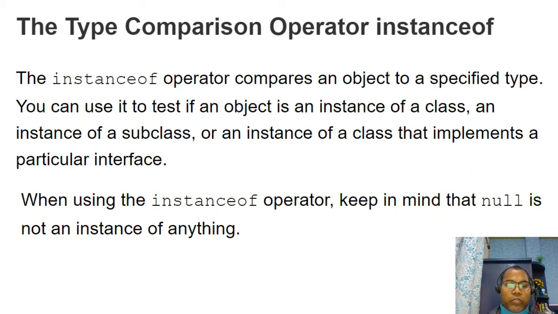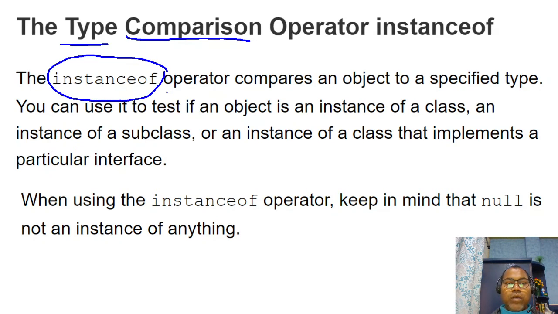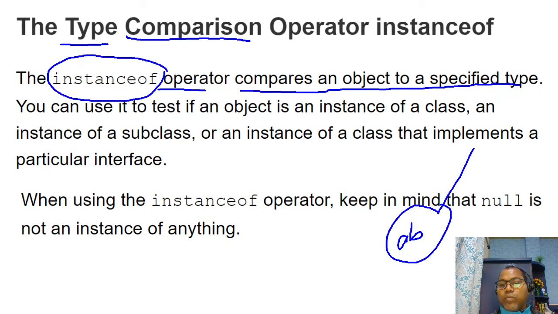Sometimes we also use type comparison. Let's say we have an object, a string class object, an employee class object, any kind of object, and we want to compare the types of two objects. This is known as instanceof, a reserved keyword. The instanceof operator compares an object to a specific type. Let's say we have one object ob. I want to find out at runtime whether this is an object of the employee class, the string class, or maybe the StringBuffer class.